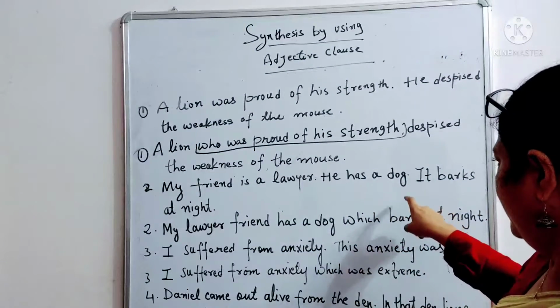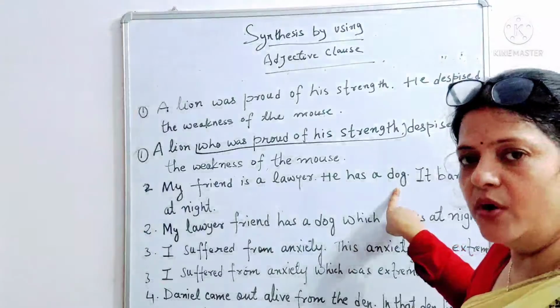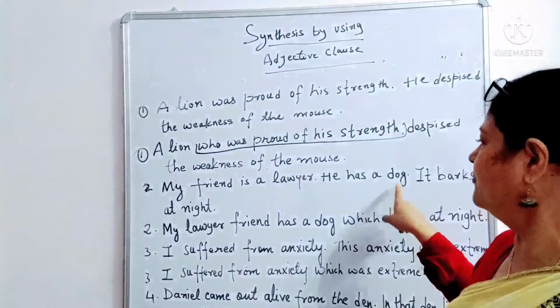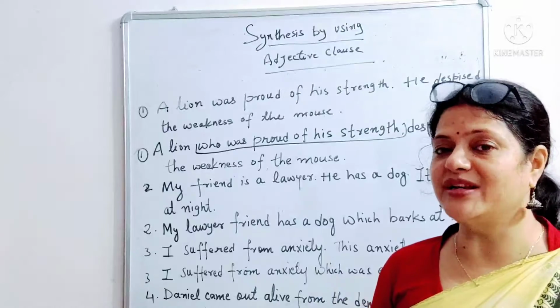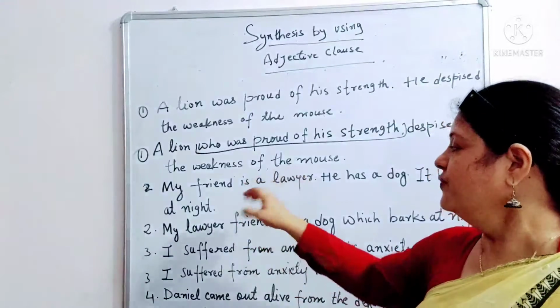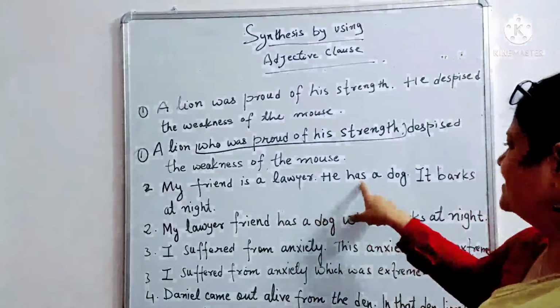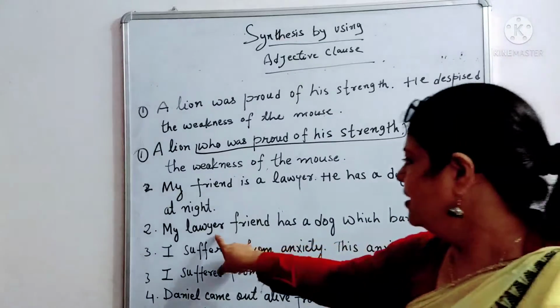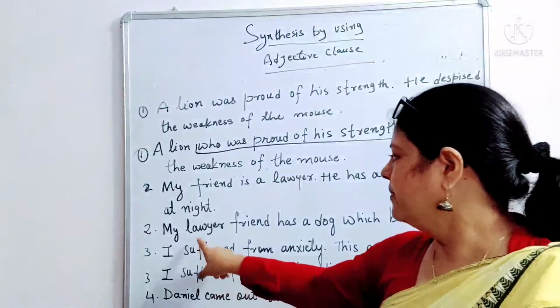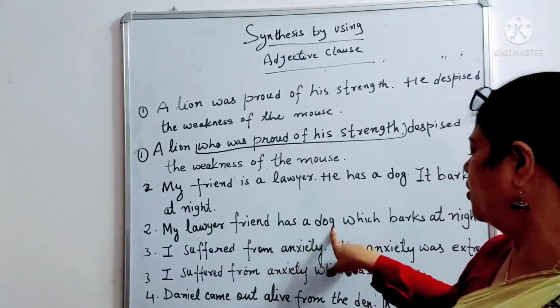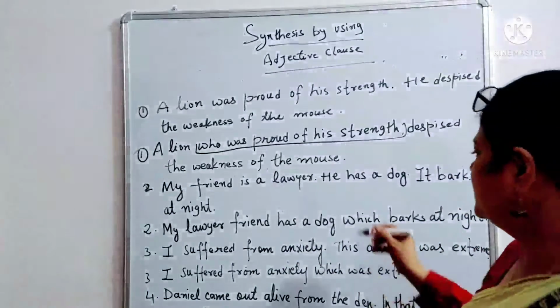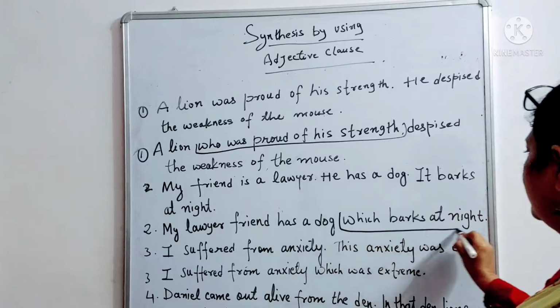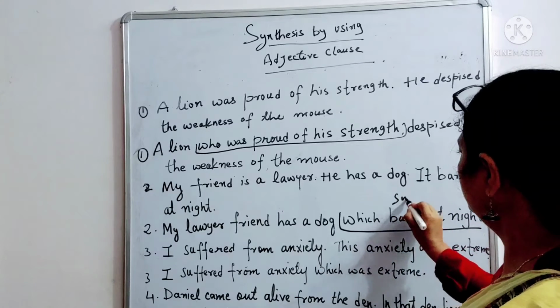And now dog is a noun in the principal clause. So after dog we will have to put the subordinate adjective clause. So what we'll do, my lawyer friend has a dog. Look, I have solved it. My lawyer friend has a dog which barks at night. Okay, so here we see that which barks at night, this is the subordinate clause.